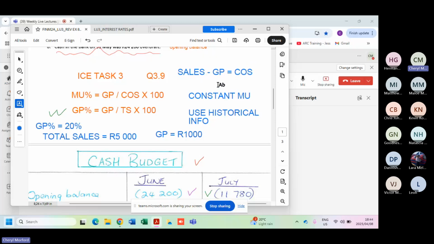And then you're up and running in question 3.9 and the ICE task. So scribble that down, I would suggest, on a piece of paper. I would avoid going the markup percent route. So that's this little section done.